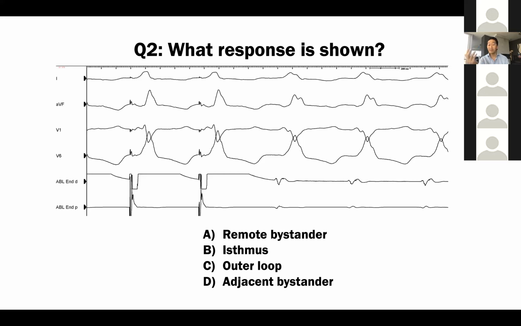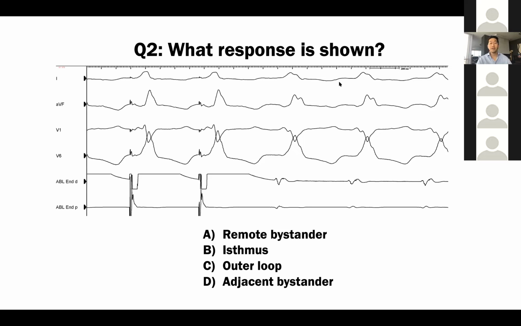Outer loop has manifest, remote bystander has manifest, and isthmus is concealed. So you can take away options B and D with this based on only the surface. You haven't even looked at the PPI minus TCL, which is what everyone goes to first as step one. It should not be step one. Just look at the concealed versus manifest, and that'll guide you very quickly. Now all you have to deal with is outer loop versus remote bystander.